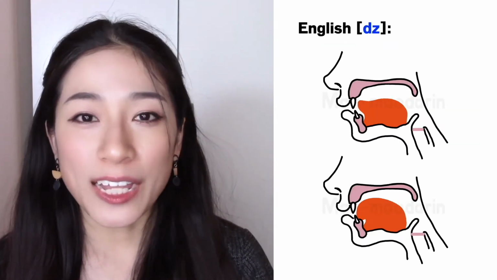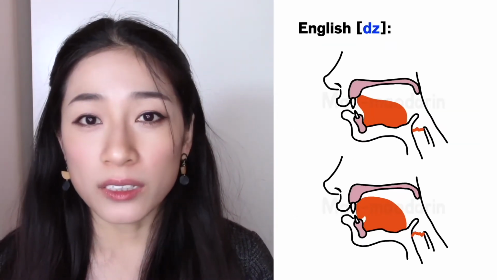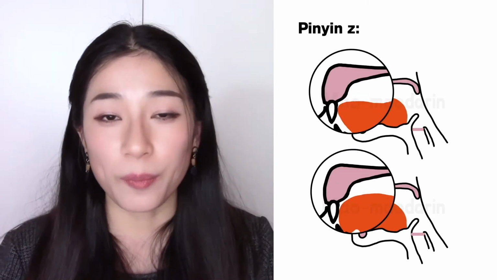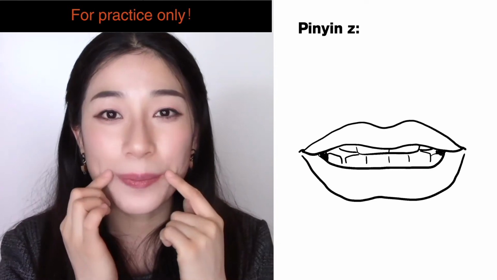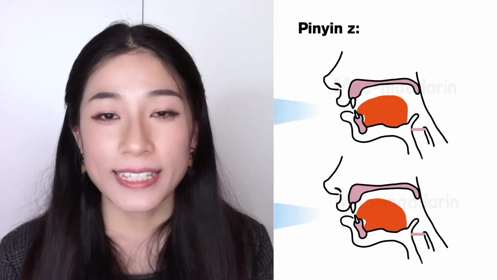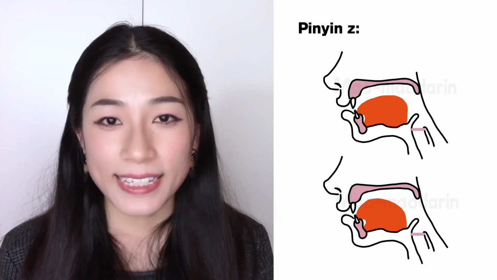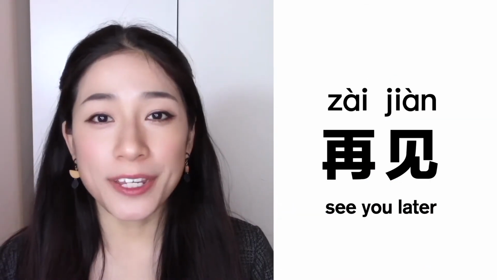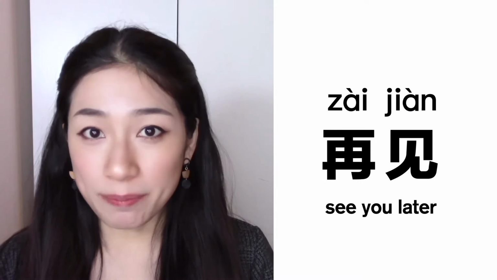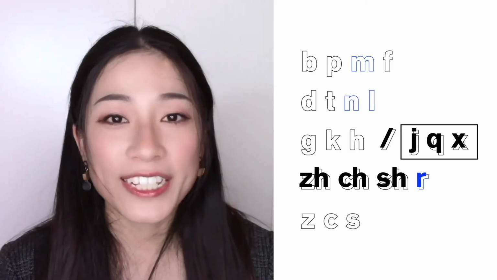Place your tongue at the position where you pronounce s, and then lower it a little bit to slightly touch the back of your upper front teeth. Stretch your lips a little bit. Now pronounce it, but don't vibrate your vocal cords. 再见 means see you later. 爱在再见 versus 爱在再见. Alright, let's move on to our next level.